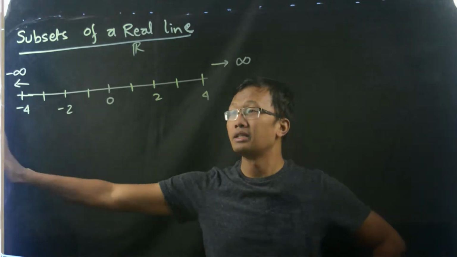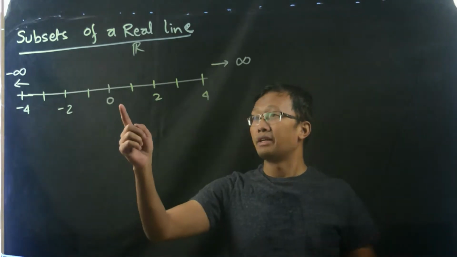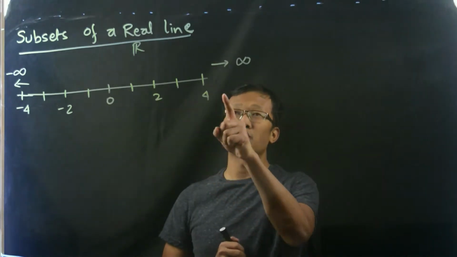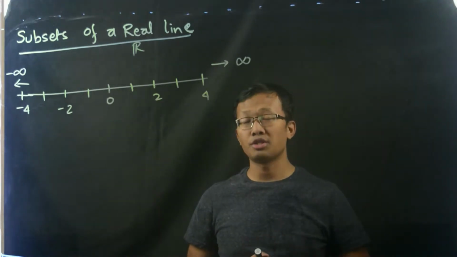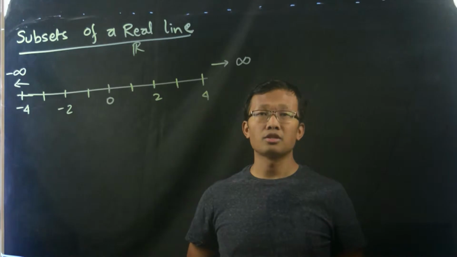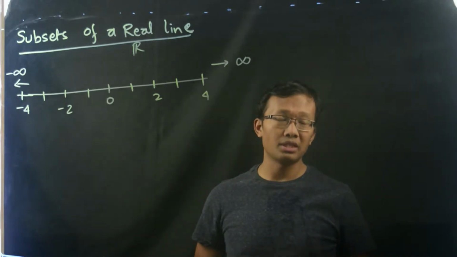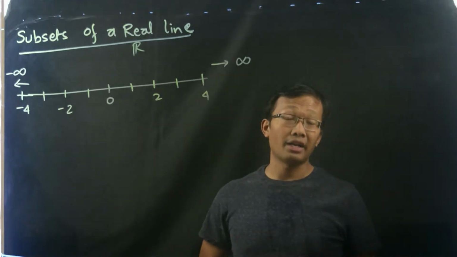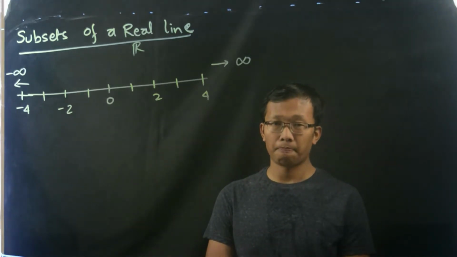So they are smaller numbers. And if you go towards your right, then you'll get 1, 2, 3, 4, up to infinity. Those are positive or larger numbers. The subsets of the real line are represented by a special kind of sets, and they arise out of inequalities.